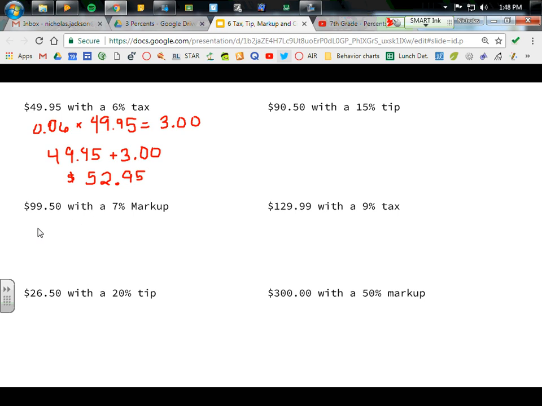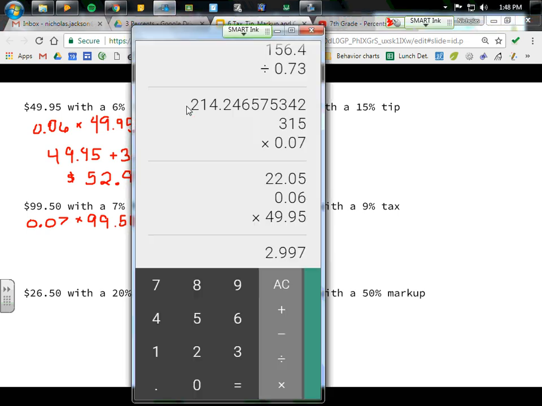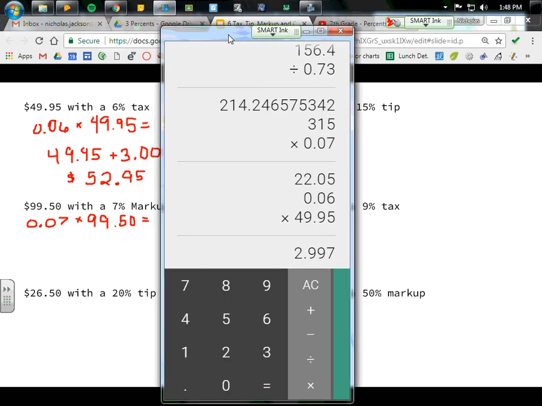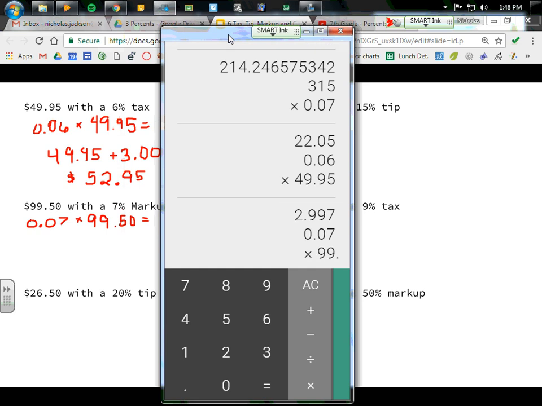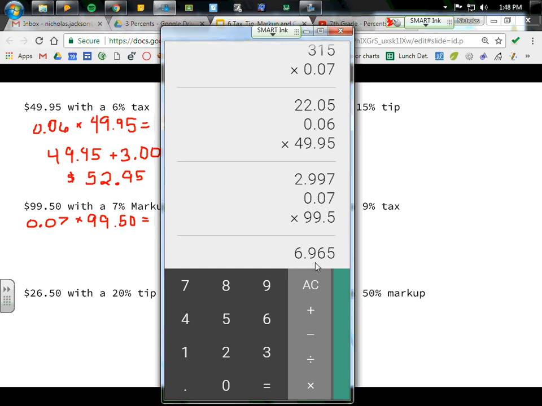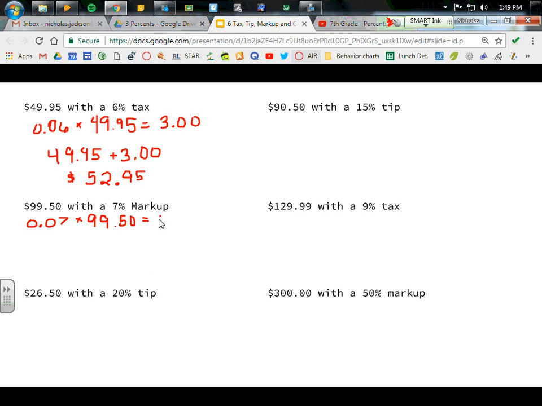We follow the same process though. So we're going to change our markup rate to a decimal. So this will become 0.07. Multiply that by 99.50. All right, and that's going to give us a markup total of, let's say this is $7.90 or $6.97.